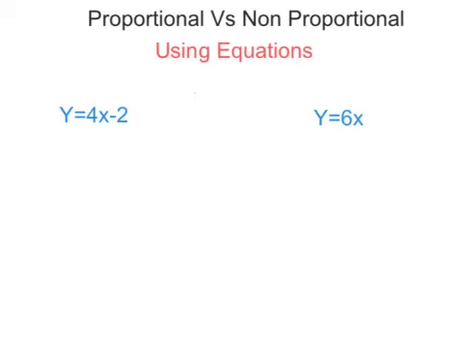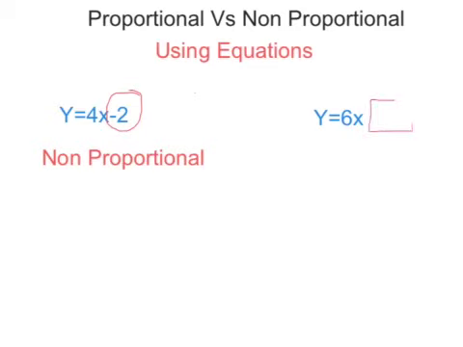To determine if an equation is proportional or non-proportional, you will need to look at the end of the equation. If there is something at the end, such as the -2 or +6 or any kind of additional information, that is not a proportional equation. If your equation only has the number and the x and does not have a plus or a minus a number, that is a proportional equation.